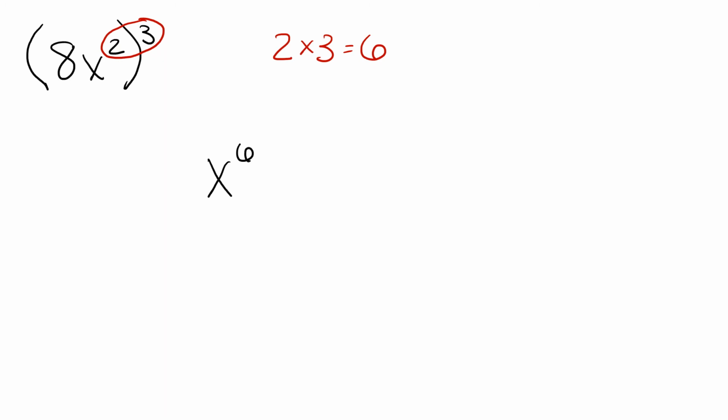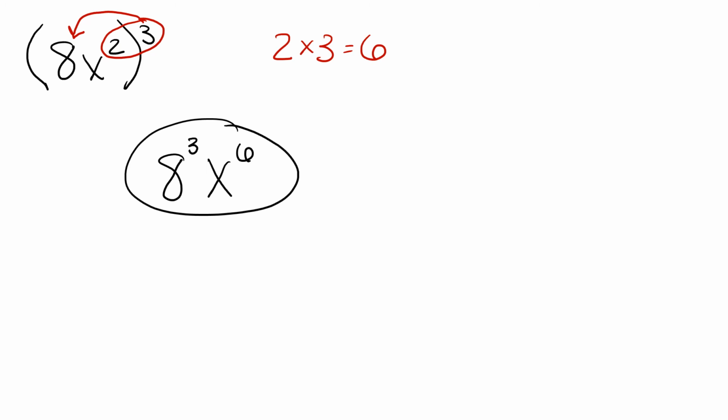However, we also have the coefficient 8 out in front. We use the exponent to represent the 8 as well. So we still have our coefficient 8, but we take the outside exponent 3 and place it with the 8 in the problem. Our final answer is 8 to the 3rd power, because that is our outside exponent, and then x to the 6th power, because we multiplied the exponents that are side by side.